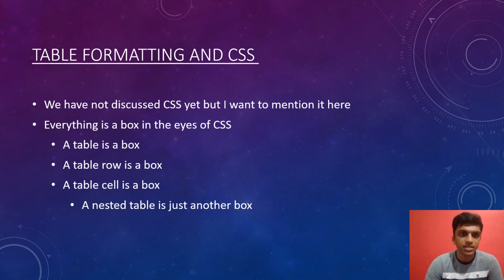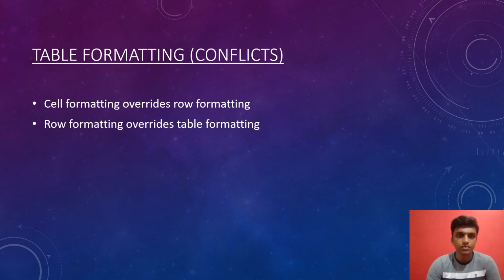Table formatting and CSS. We have not discussed CSS yet, but I want to mention it here. Everything is a box in the eyes of CSS. A table is a box, a table row is a box, a table cell is a box. A nested table is just another box. Table formatting conflicts. Cell formatting overrides row formatting. Row formatting overrides table formatting.